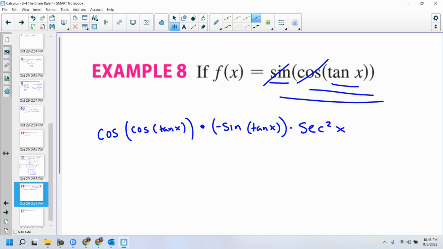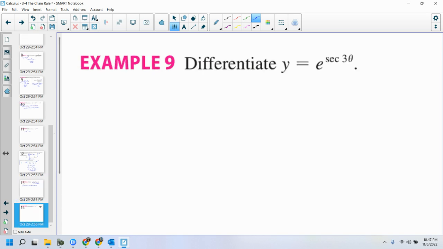And honestly, nothing's going to happen to that, because we got cosine of tangent of x, we got negative sine of tangent of x, we got secant squared x. There's no real formulas that are going to help us reduce that down at all. The only thing I could possibly do, and this is written in my notes, is bring the negative all the way up front, but that seems like a lot of writing to just move onward.